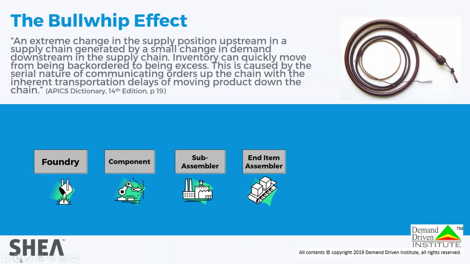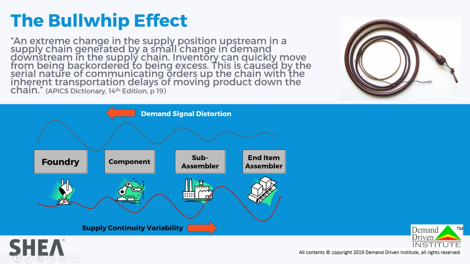The real problem is something called the bullwhip effect. Originally it was called the Forrester effect: an extreme change in supply position upstream in a supply chain generated by a small change in demand downstream. And we've all seen this, especially recently, played out in grocery stores and convenience stores and all over the country.